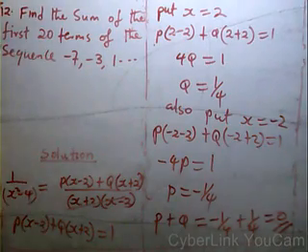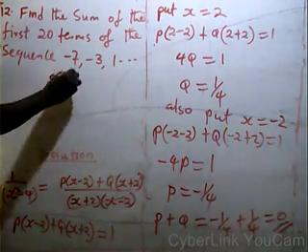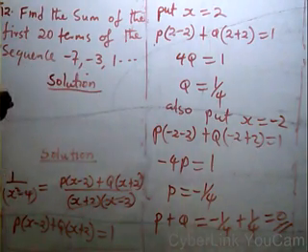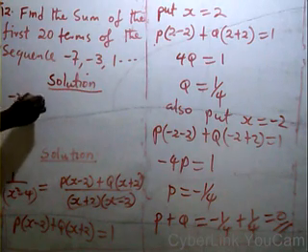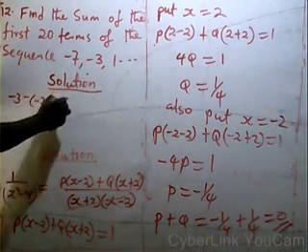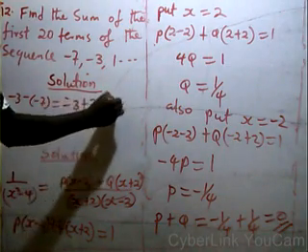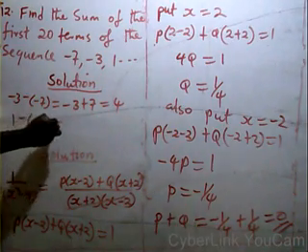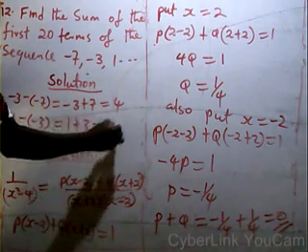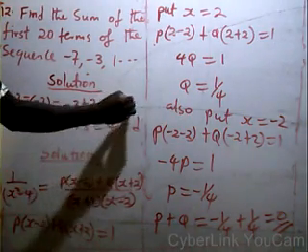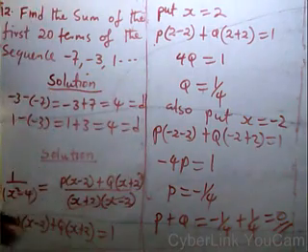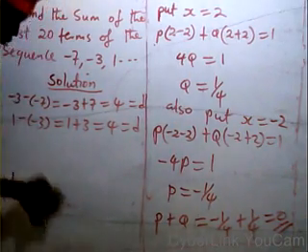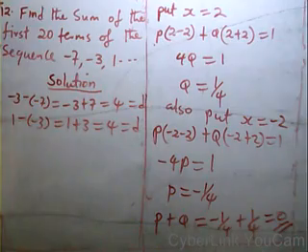So let's look at the common difference and see whether it is an arithmetic sequence. Minus 3 minus minus 7 is minus 3 plus 7, and that is 4. Similarly, 1 minus minus 3 is 1 plus 3, and that is 4. That's our common difference. So definitely it's an arithmetic progression.